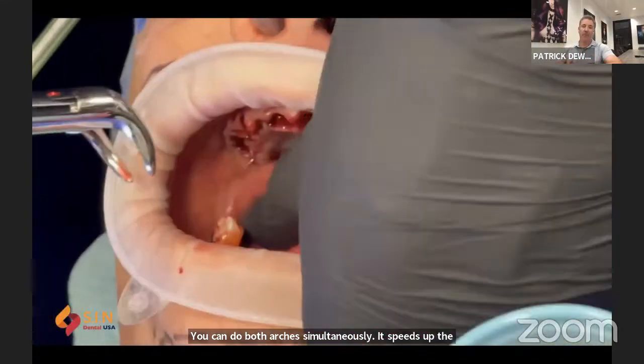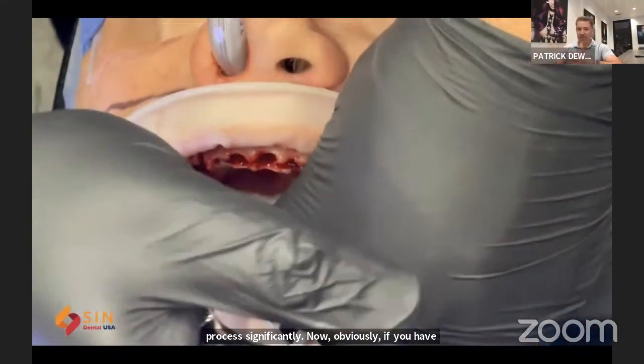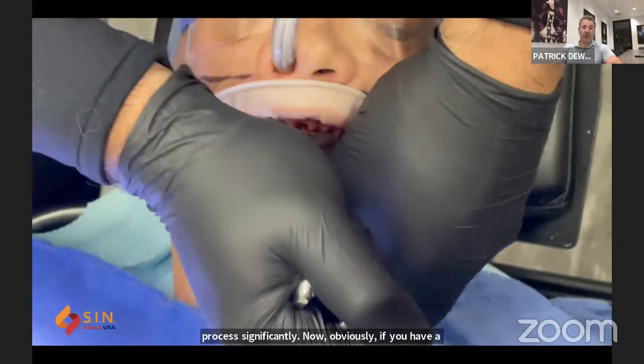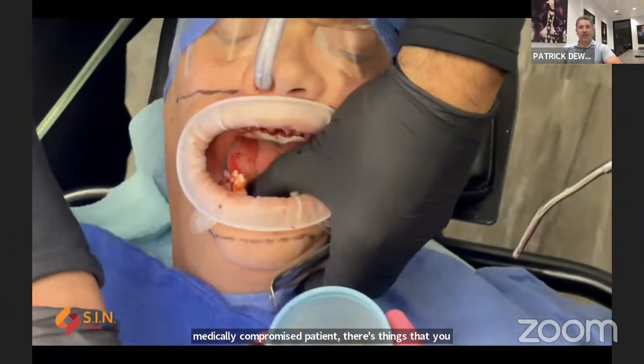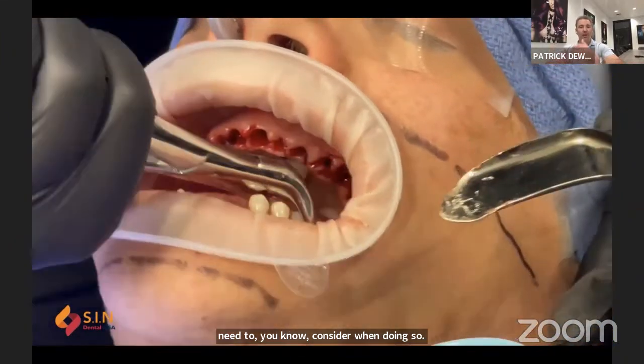Now, obviously, if you have a medically compromised patient, there are things that you need to consider when doing so. And this is not surgery advice. This is just more or less walking you through the workflow.